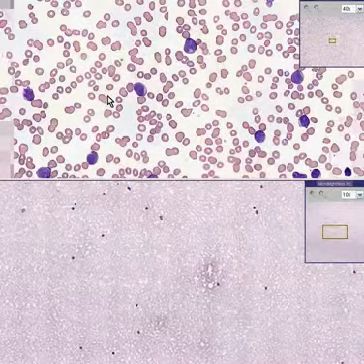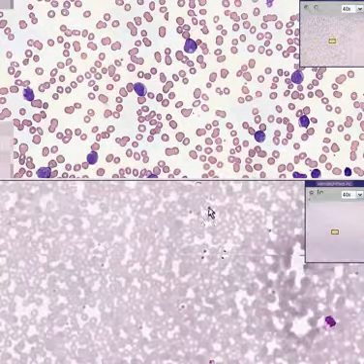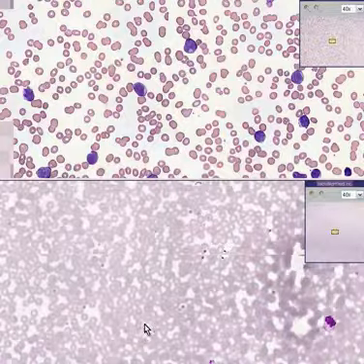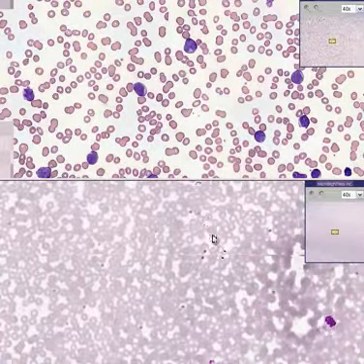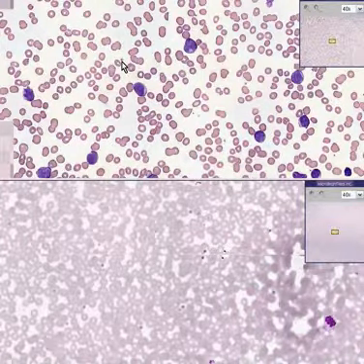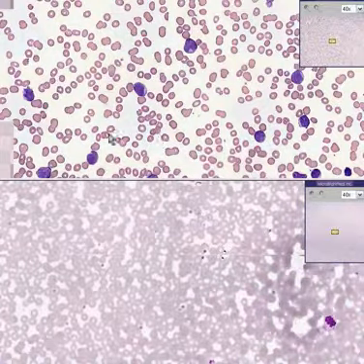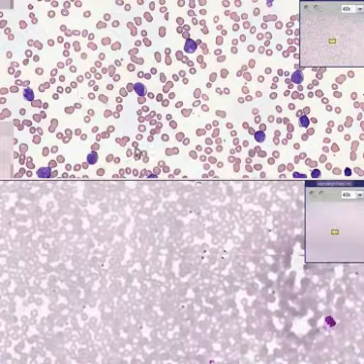Well, before we decide what it is, let's notice something. Do you see these little guys here? These are platelets. 1, 2, 3, 4, 5, 6. They're all over the place. In the film on the top, I can only see 1, 2, 3, 4. I really don't see any more. So first of all, these platelets are greatly reduced.